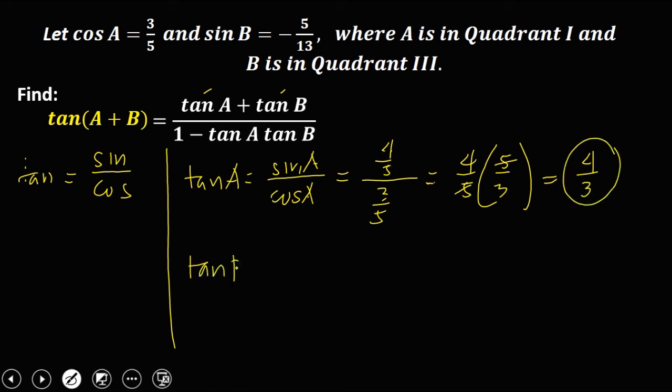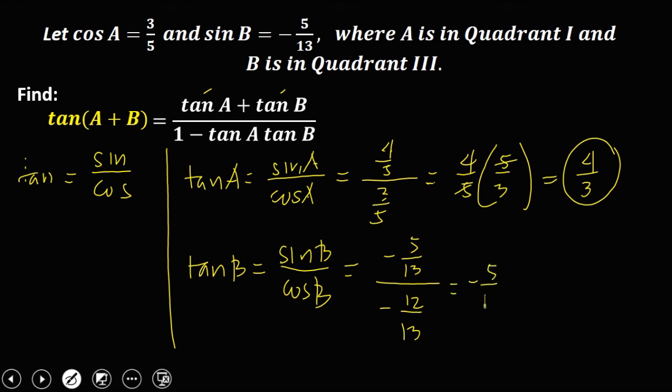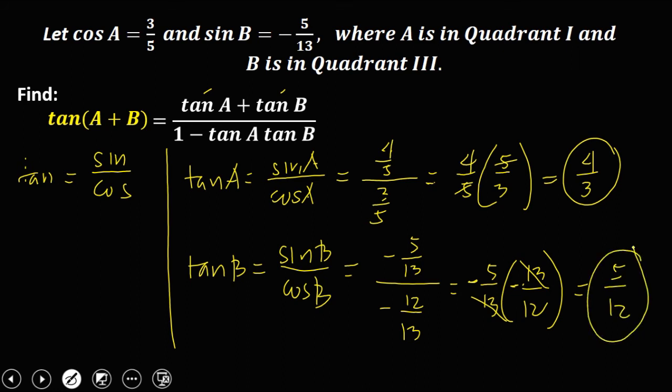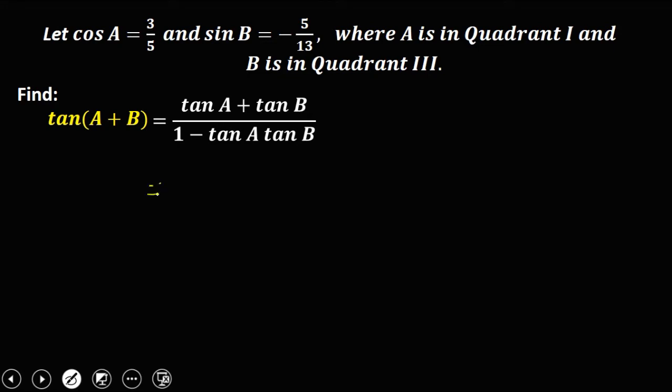And for tangent B, that's sine B over cosine B. So sine B, that's negative 5 over 13. And cosine B, that's negative 12 over 13. Then get the reciprocal. So negative 5 over 13 times negative 13 over 12. So cancel 13. And this negative divided by negative, it's positive 5 over 12. So this is for tangent B. Then to solve for tangent A plus B, so substitute now the values. So tangent A, that's 4 over 3, plus tangent B, that's 5 over 12, over 1 minus 4 over 3 times 5 over 12.